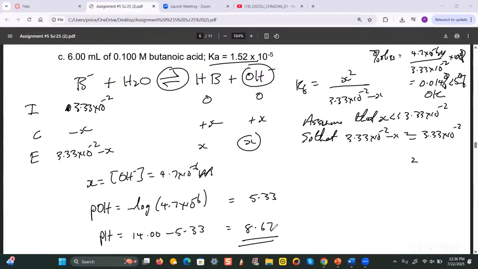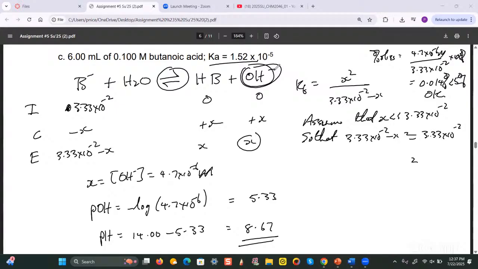Any questions about this one? Yes, ma'am. So how come we said that B was a base? Because B minus is the conjugate base of butanoic acid. HB is butanoic acid, and when you remove a hydrogen ion from that, you get B minus, which is the conjugate base. The conjugate base will act as a base when you add it to water. In other words, it's going to gain a proton from the water molecule, and what makes it a base is the fact that you have OH minus formed when that happens. So that's why we say that B minus is a base.